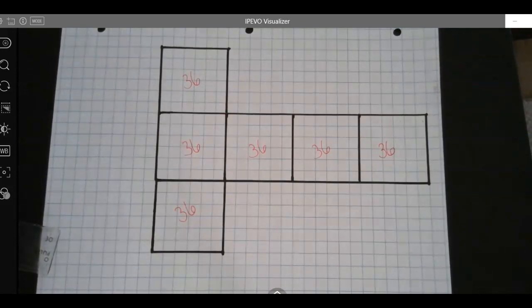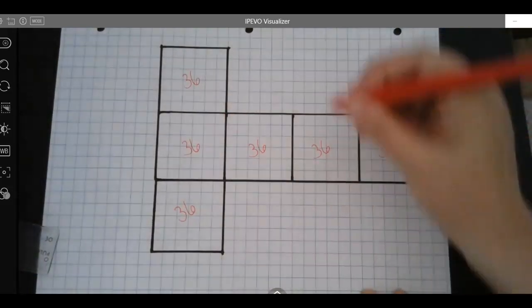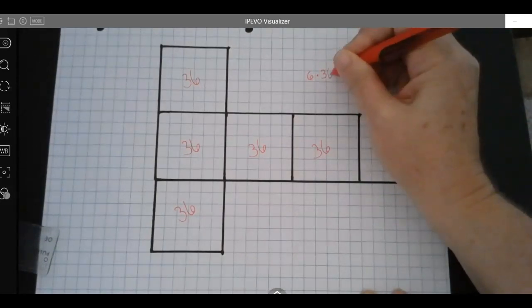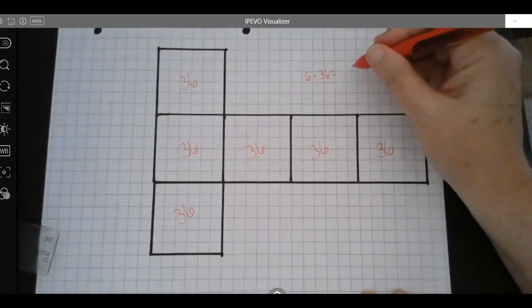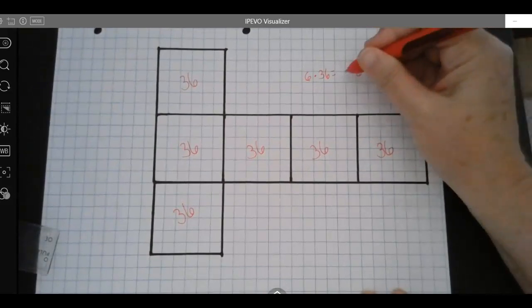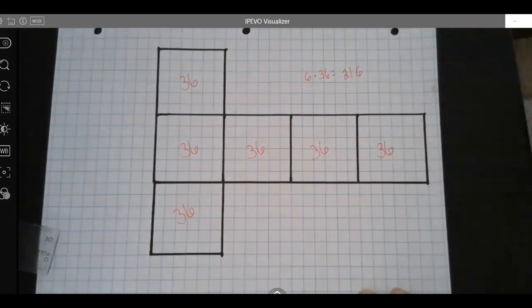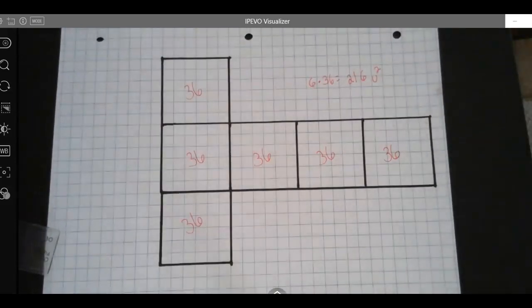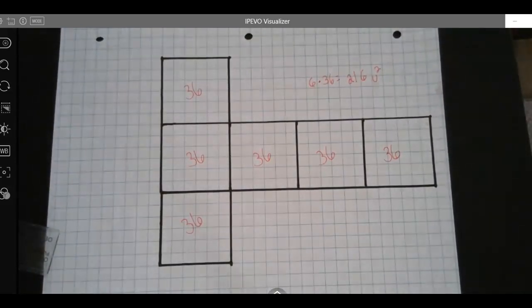You could add them all together, or simpler, 6 times 36 equals 216, and we're going to say units squared because we don't know exactly what units these are, probably centimeters. And that's how you can find surface area from a net. Because all 6 faces are the same in a cube, it's the easiest one to find.